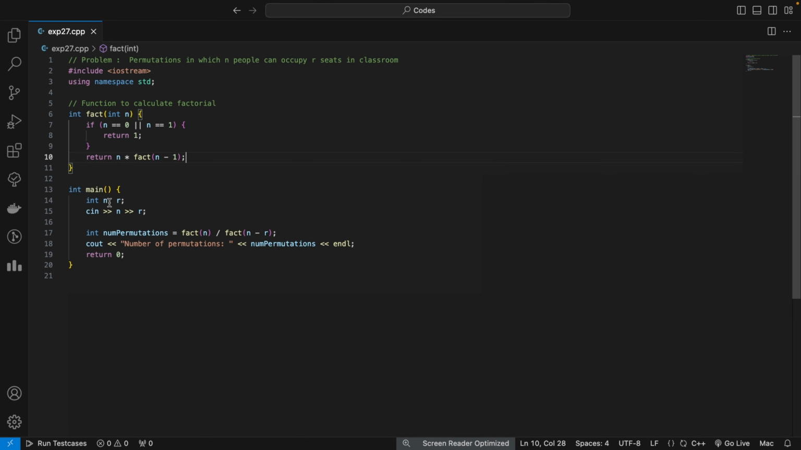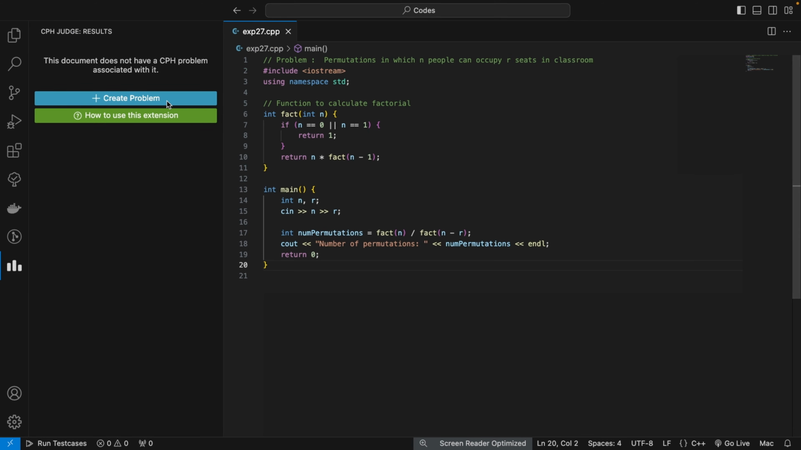It's very simple. Here I have declared 2 variables, n and r, n for number of people and r for number of seats. Here I am taking the input from the user, and in number of permutations I am calculating the formula n factorial upon n minus r factorial. So factorial of n, we can call this function here, and we can divide the number by factorial of n minus r. Okay, after that I'm just going to print out the number of permutations.